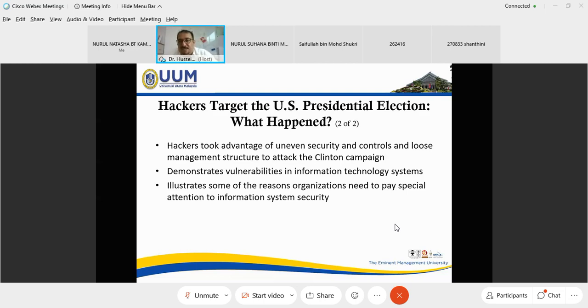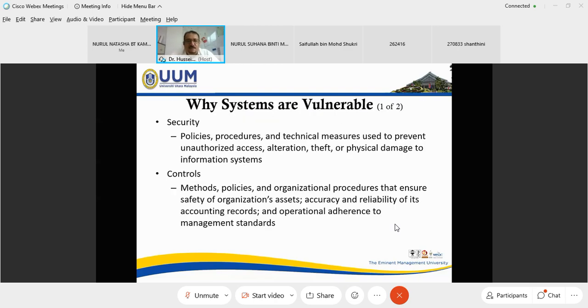It's very important to manage that vulnerability and to secure information systems. How do we do that? We have to apply security and control to our systems. A big question here: why are systems vulnerable? Because security and control are weak. How can we make systems more secure? We have to build security and develop controls to run it, to control everything.